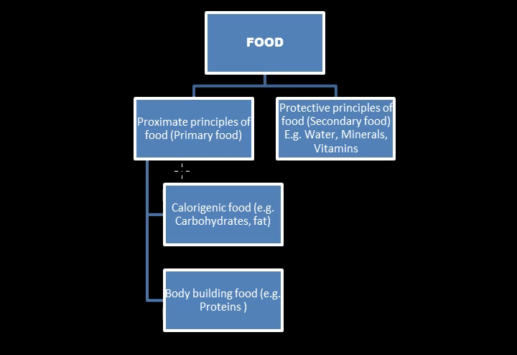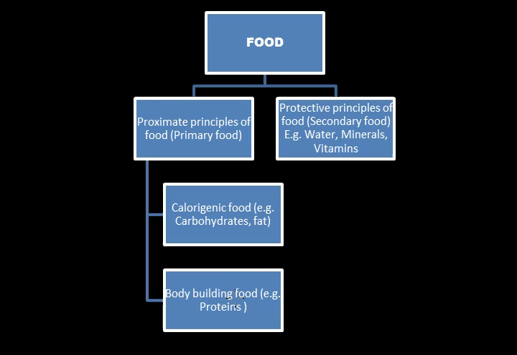This is a classification of food. Broadly, we can classify food into two types: the proximate principle foods are primary food, and the protective principles of food are the secondary food. The proximate principles of food or the primary food can be further classified into calorigenic food and bodybuilding food. The calorigenic food means the food substances which give energy to our body, like carbohydrate, fat, or lipid.